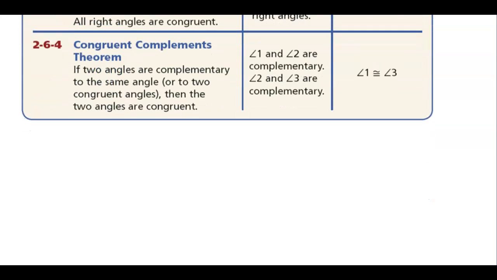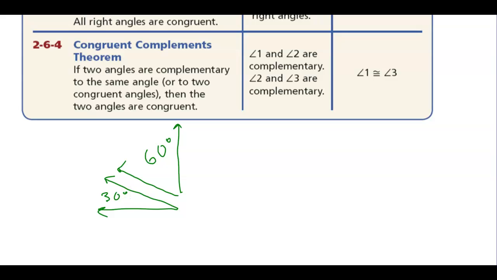So I'm going to show you another picture here. Complementary just means that they add up to 90 degrees. So let's say we have two angles here. Let's say that this one is 60 degrees. That means this would have to be 30 degrees in order for them to add up to 90.